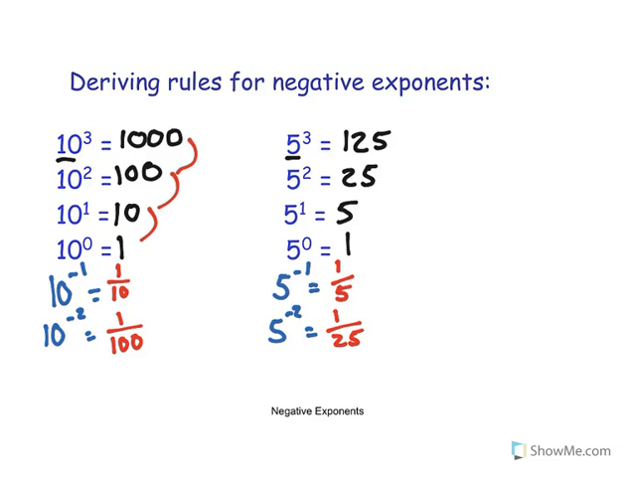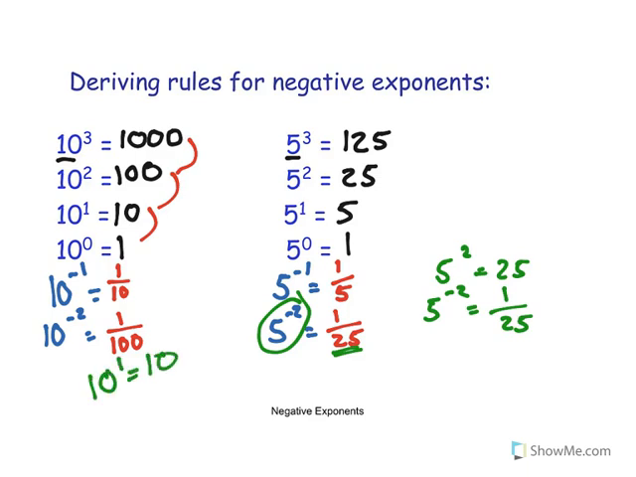And they said, well, interesting, right? My denominator is really just this without the negative. 5 to the second is equal to 25. 5 to the negative second is 1 out of 25, right? 10 to the first is 10. 10 to the negative first is 1/10. And what they figured out was the negative exponent is really just the reciprocal of the positive exponent.